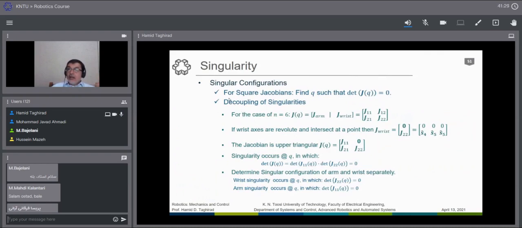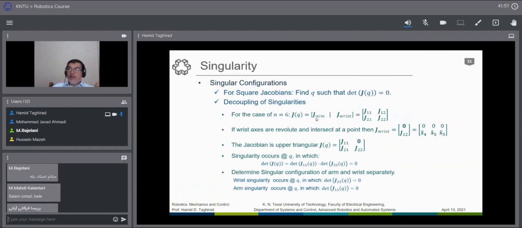Okay, if we have a 6x6 Jacobian, a square Jacobian for now, we can decouple it like what we have done with the Pieper theorem. We can decouple the orientation from the translational velocities, the angular from the translational velocities. We can also decouple the Jacobian like this.